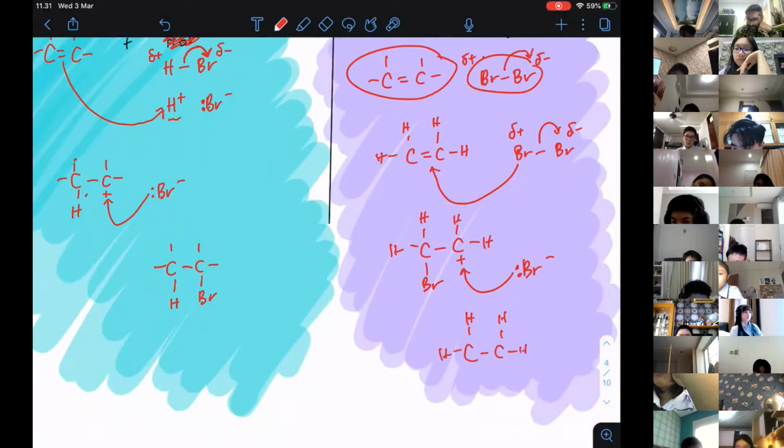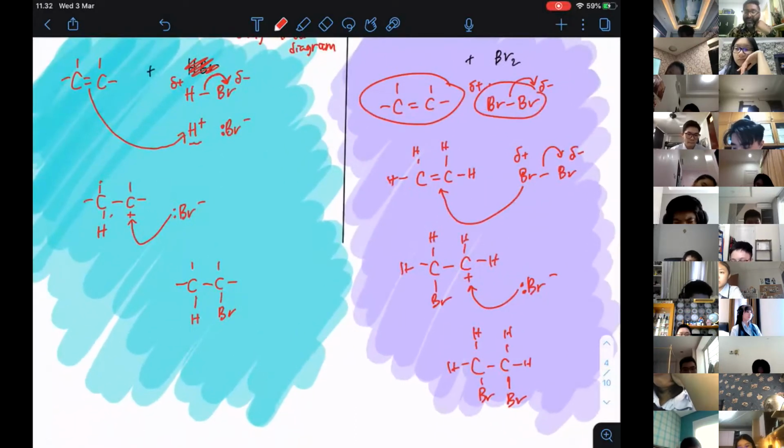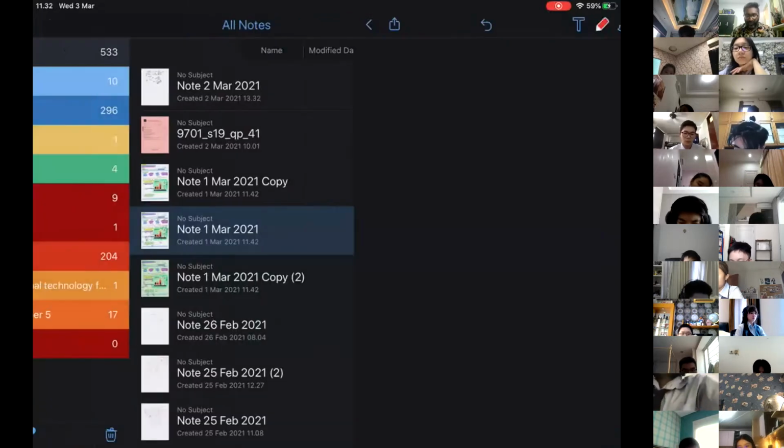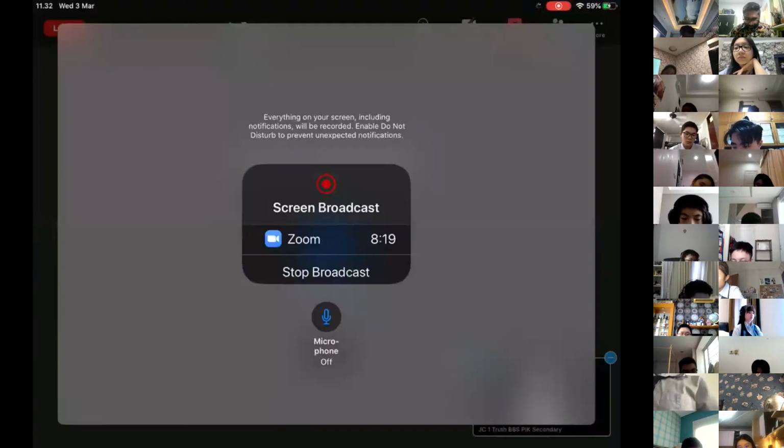So the difference here is that one is polar and the other is non-polar, but the mechanism is still the same. I want you to remember this curly arrow diagram. I will repeat this again tomorrow, so no need to worry so much about it. We will also do a worksheet on this tomorrow. Any question before I end?